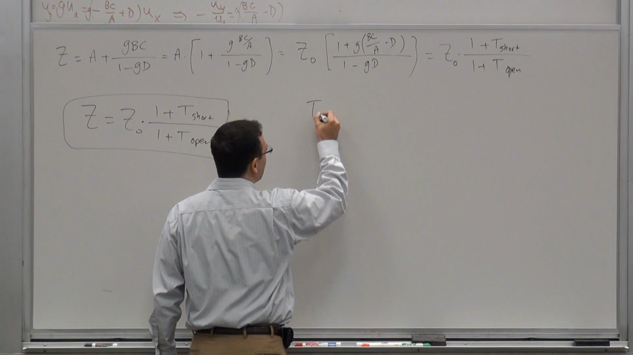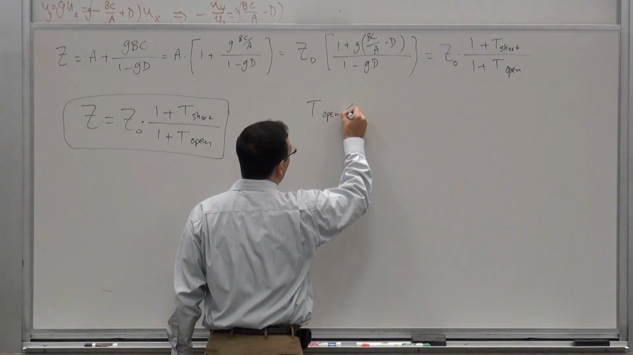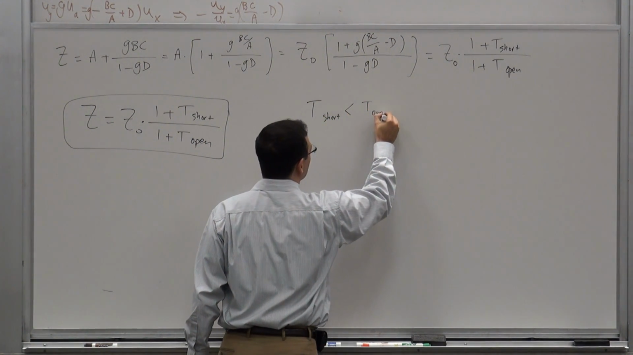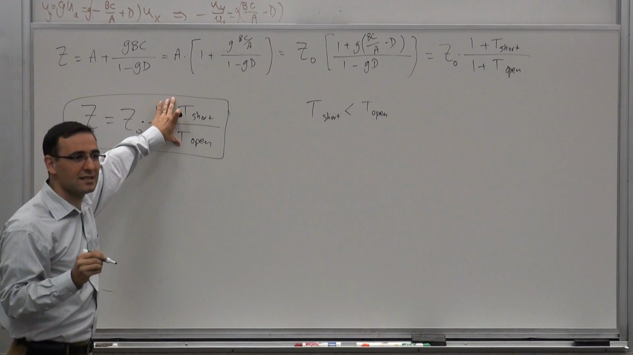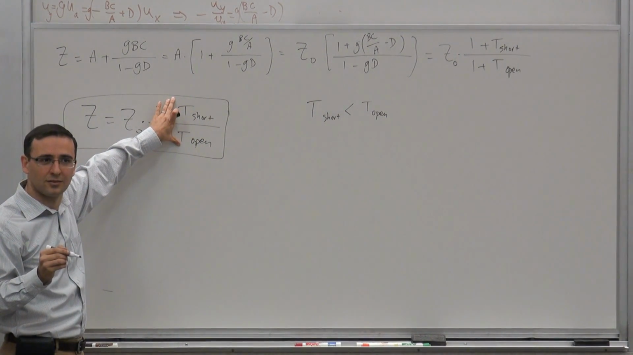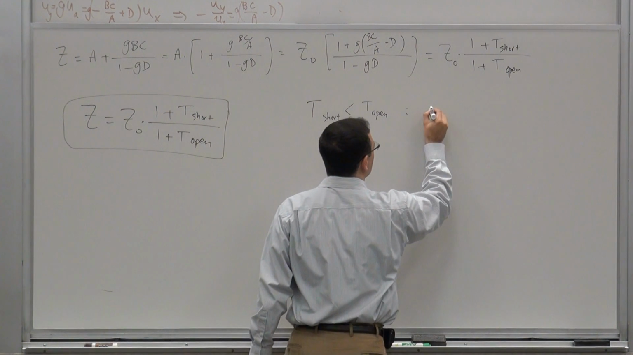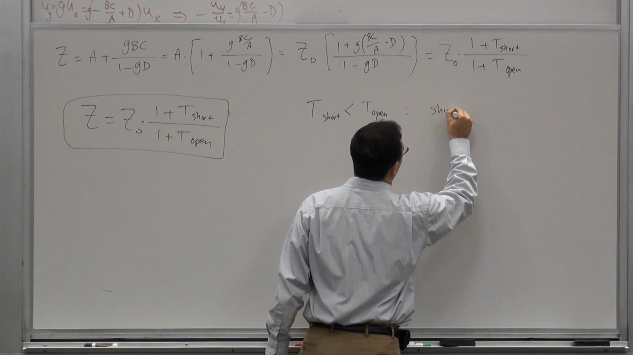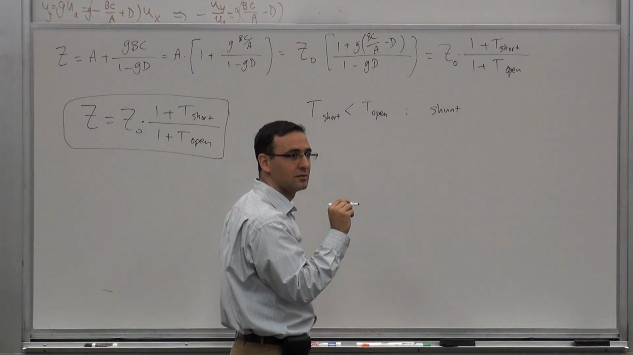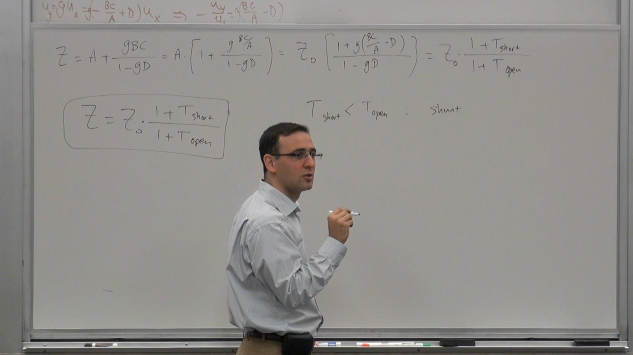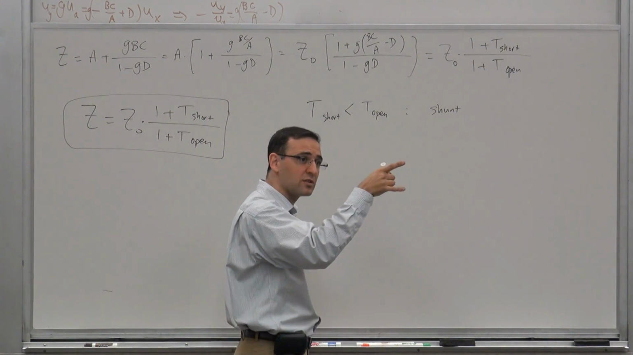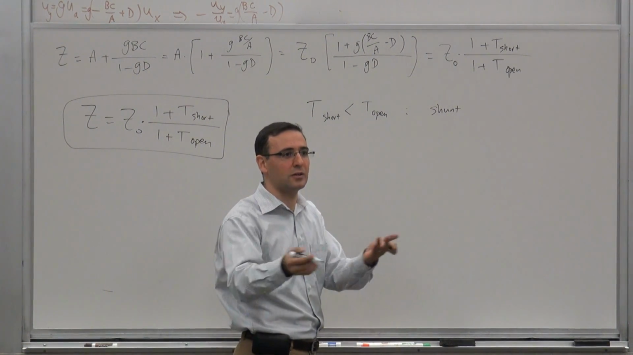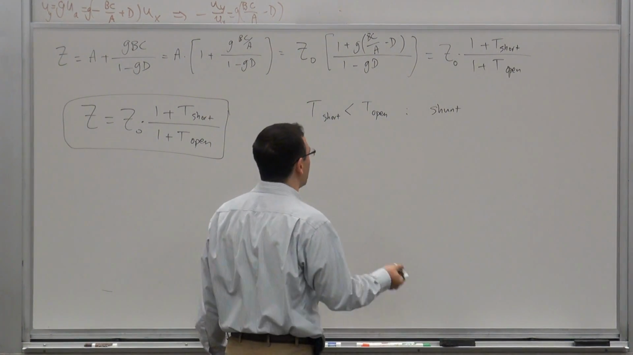If T short is smaller than T open, what it means is that the impedance is lowered, right? And this is a shunt. This would be considered a shunt, if you really want to name it. This is again contingent on choosing Z naught at that node, for that point. A circuit can be shunt or series depending on where you take the output from, right? I can show you examples of that.